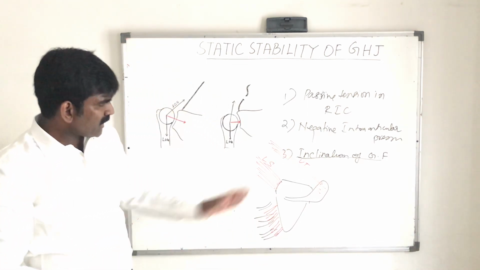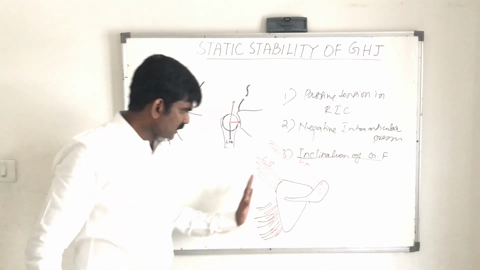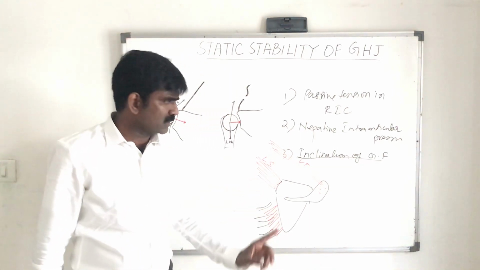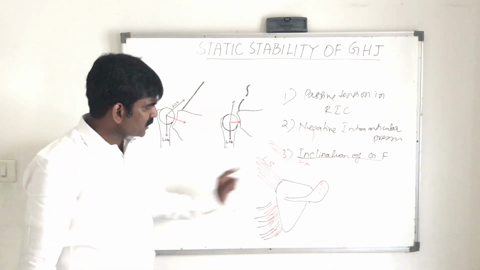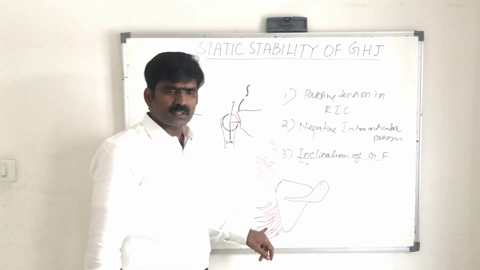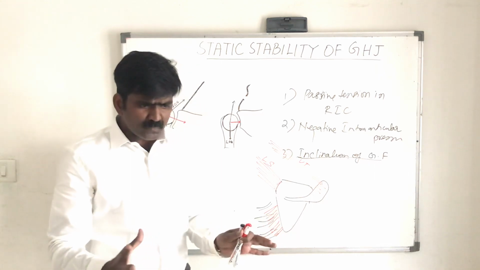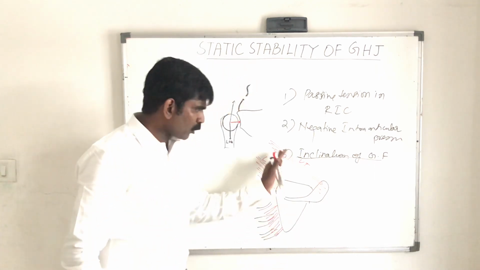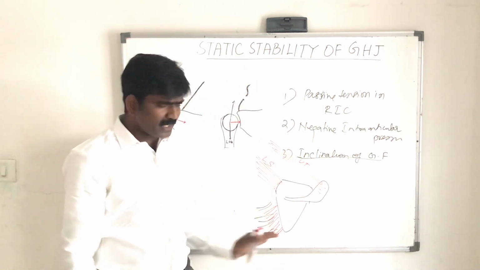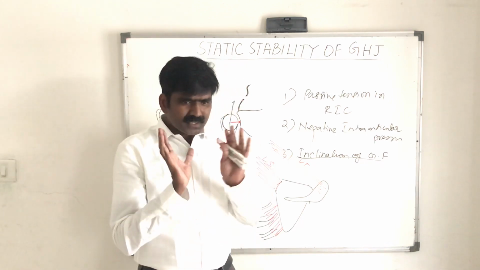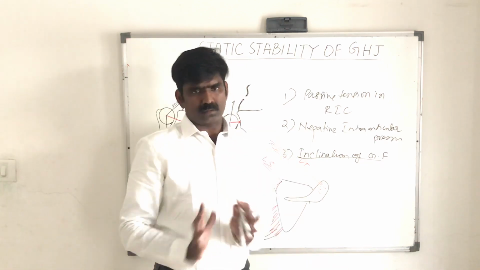Clear? So these are the stabilizers we have already discussed. Clear? Stabilizers are the muscles: upper trapezius, levator scapulae, and serratus anterior. Normally these muscles are called stabilizers. This muscle maintains the scapula in the optimal posture.